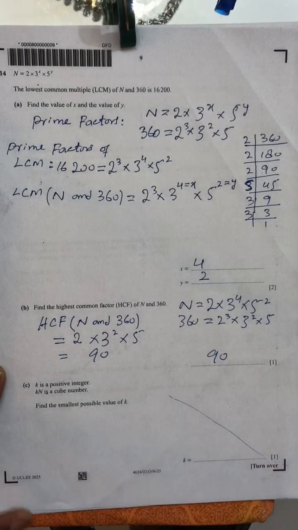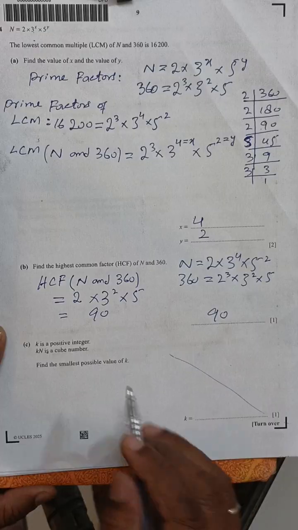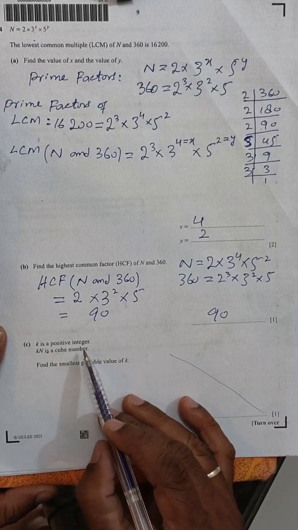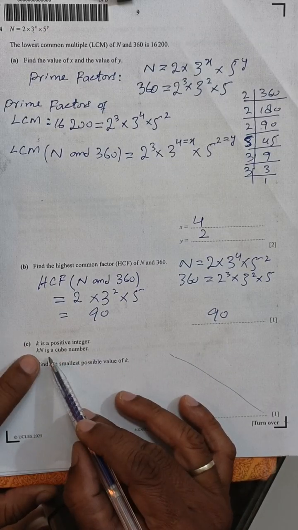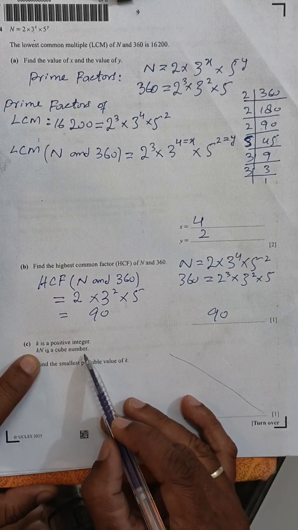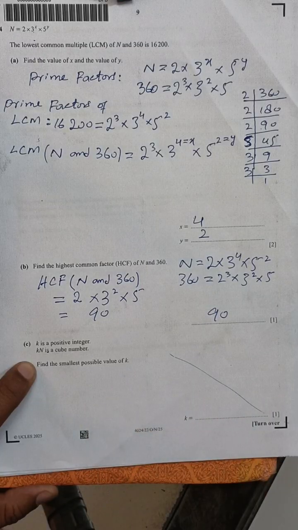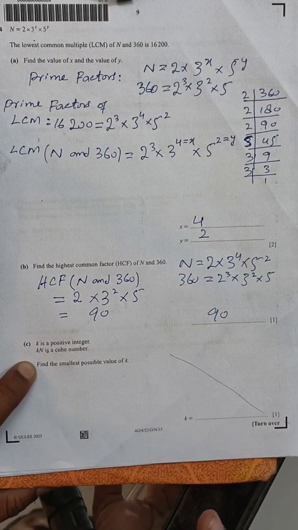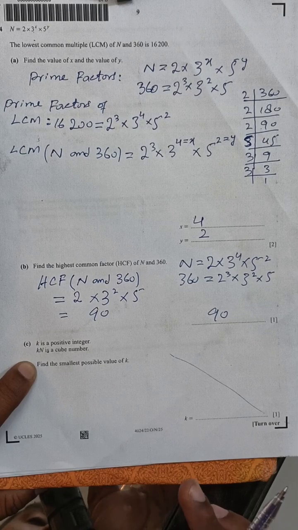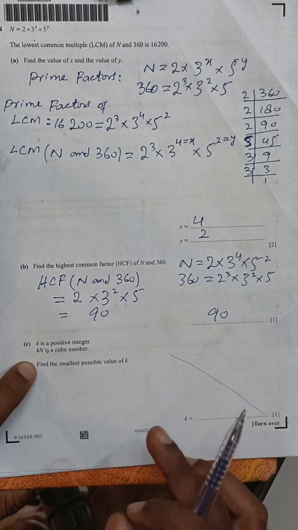Clear? Now in the next part, k is a positive integer, and kn is a cube number. Find the smallest possible value of k. Cube number means, what about the cube number? Cube number means you will always have the powers as a multiple of 3. Then a multiple of 3 will always give a cube number.